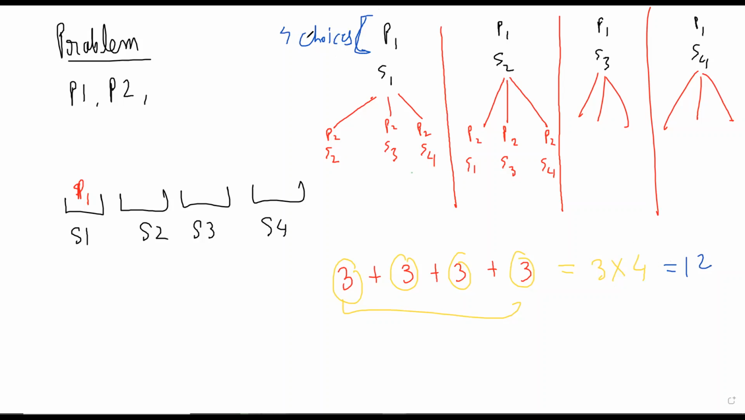In the first step there were 4 choices. And in the second step, for each of those 4 choices, this is important, so pay attention, for each of those 4 choices, there were 3 choices. That's why we are doing 4 into 3, 4 times 3. That's important.